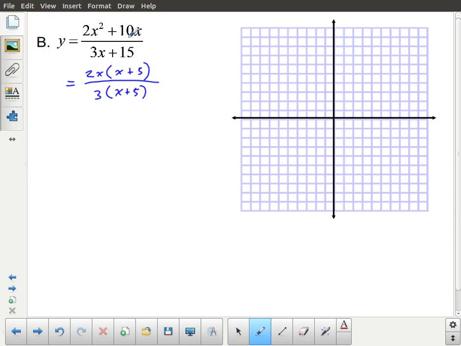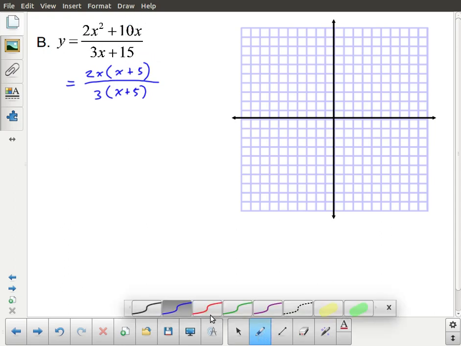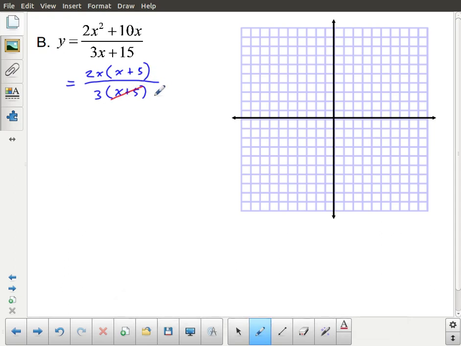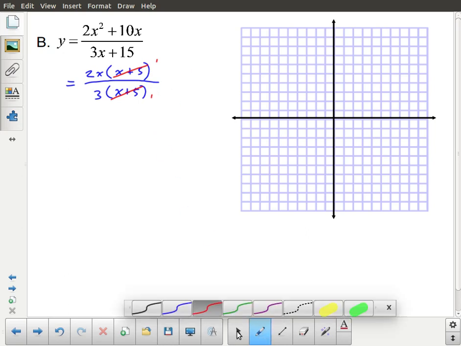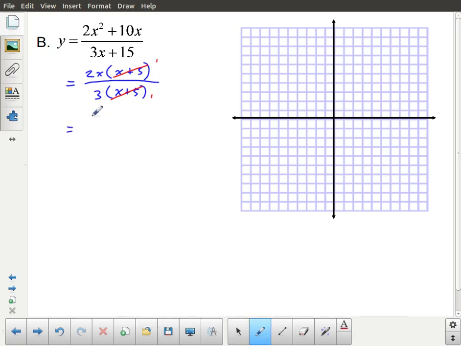Now don't just go barreling into this assuming you're going to get a common factor. Sometimes you will, a lot of times you will, but sometimes you won't. So x plus 5 goes into itself once, x plus 5 goes into itself once. So that gives us an equivalent expression of 2x over 3 with the restriction that x is not equal to negative 5.